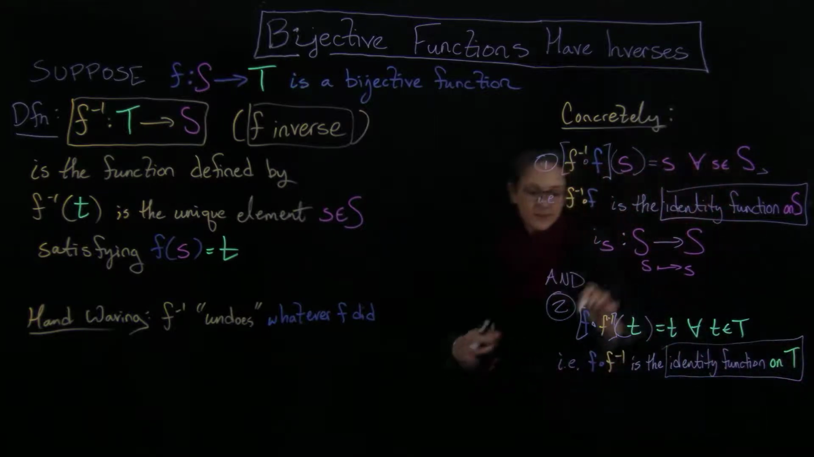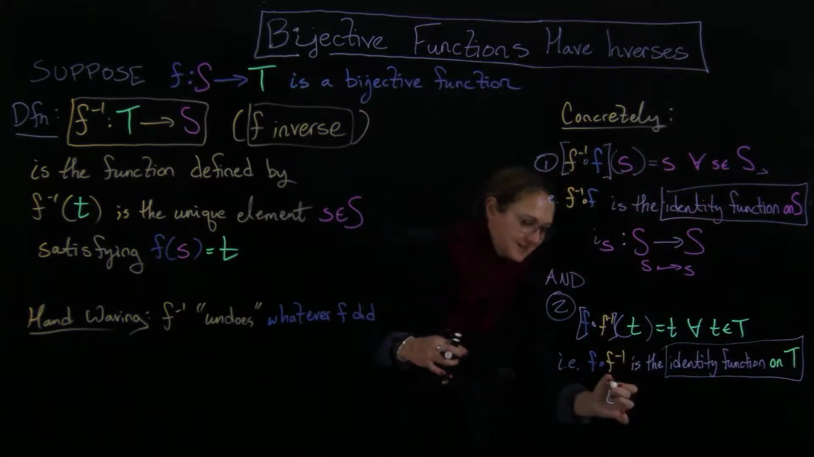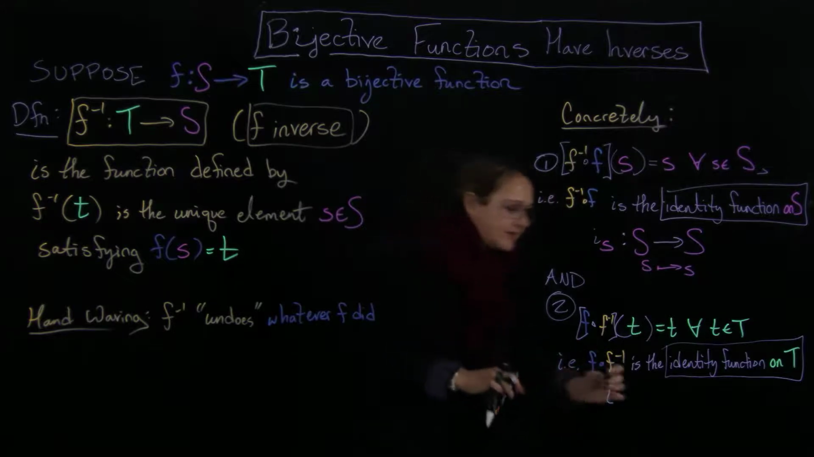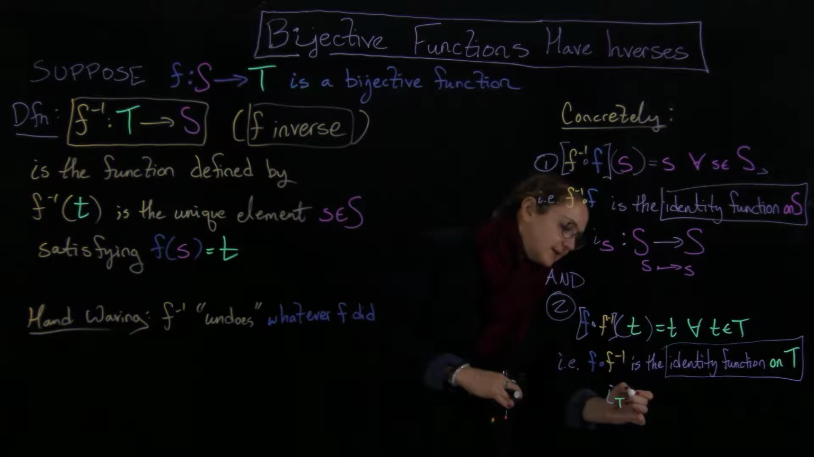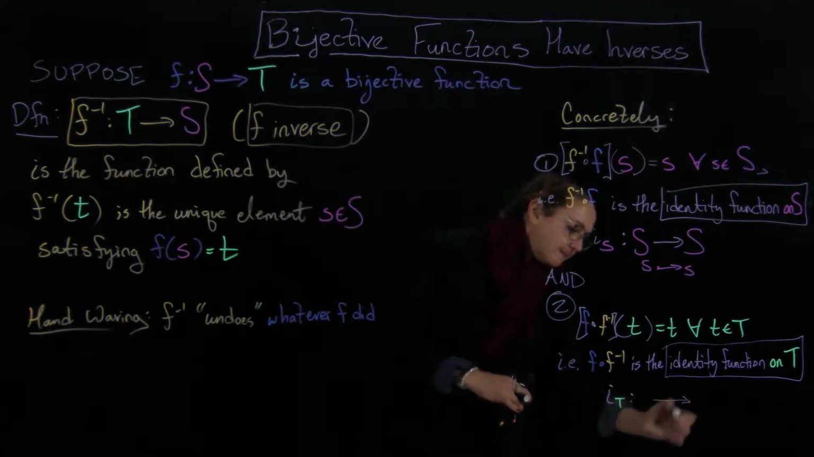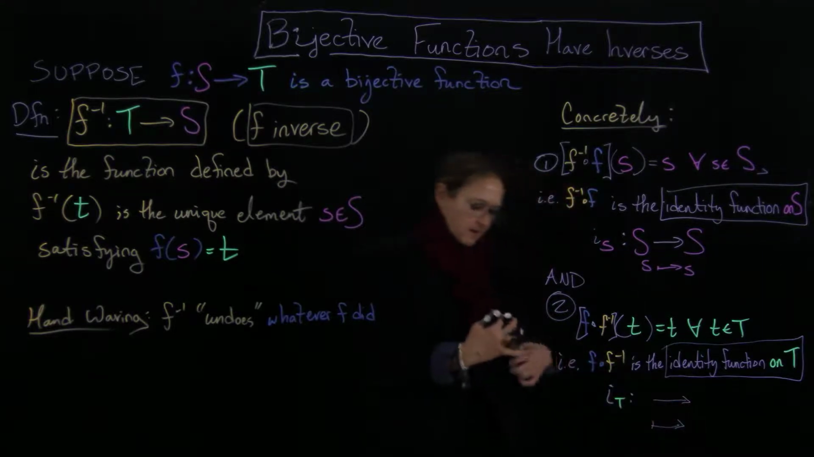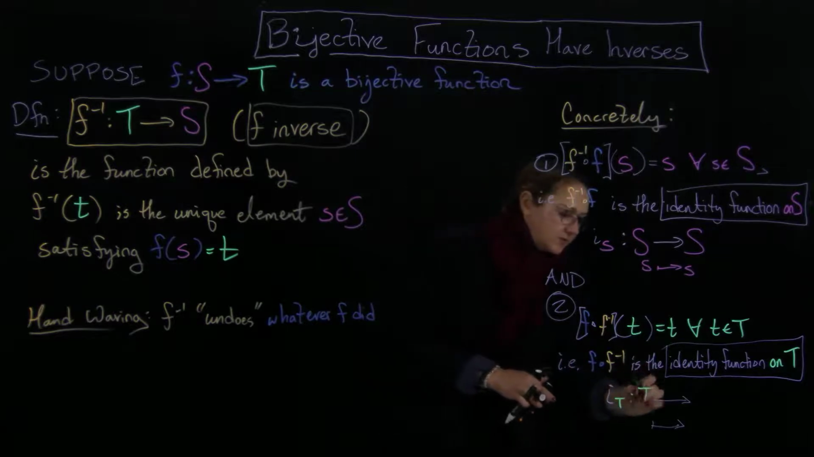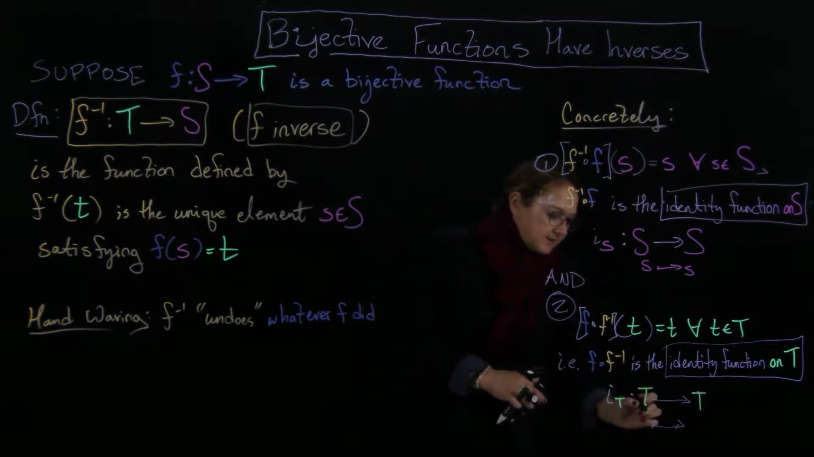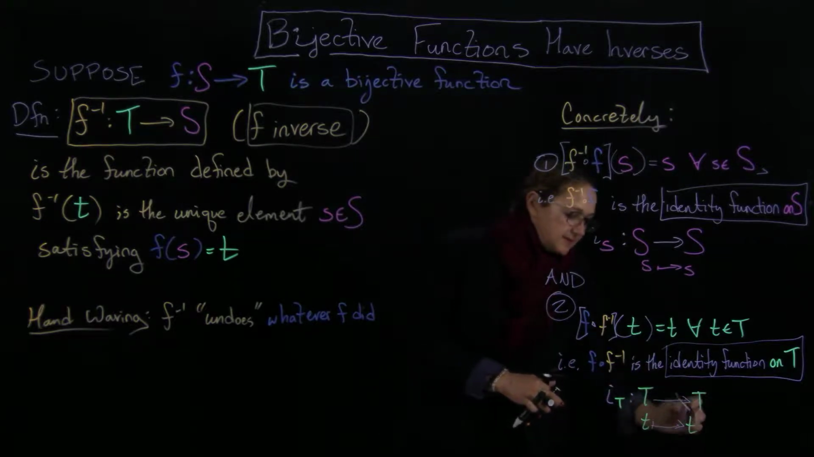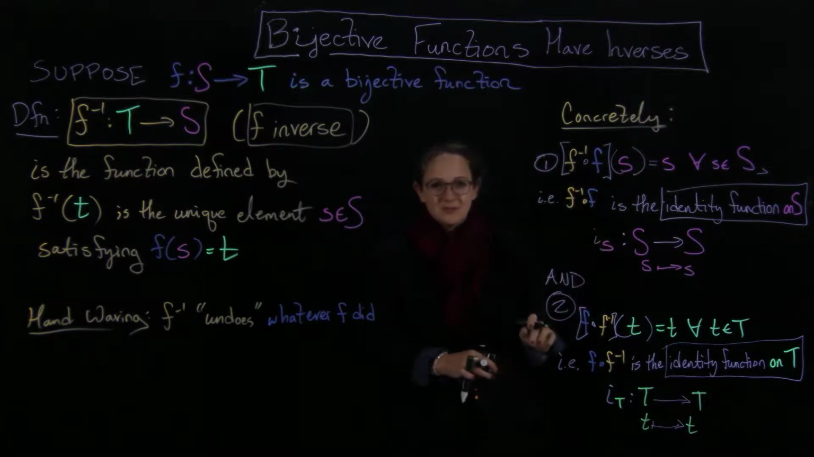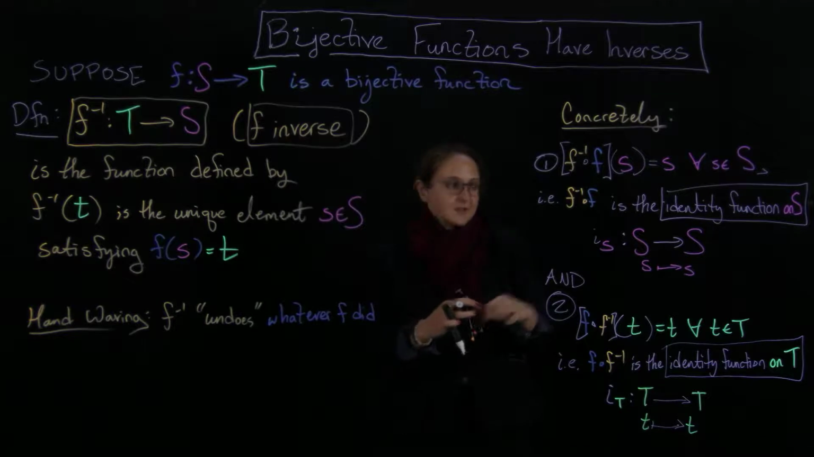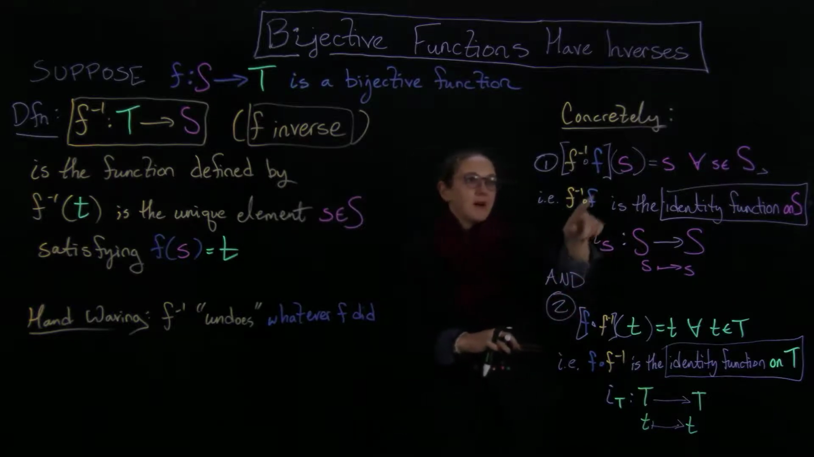So you could probably guess what the identity function on T does based on what the identity function on S does. It's just going to be the function which takes everything in T to itself. So it goes from T to T, and it takes every element in T to itself. Okay? So something to kind of observe here. I know these things are confusing to students. What is actually going on here?